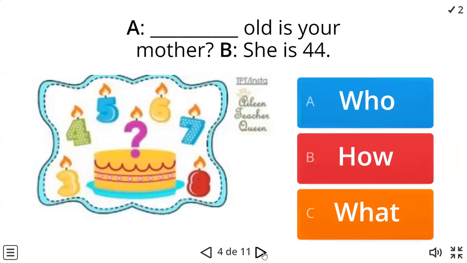Now this one, guys. How old is your mother? She's 44. How?